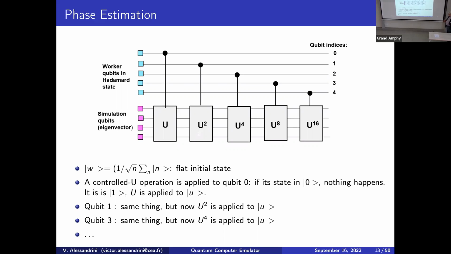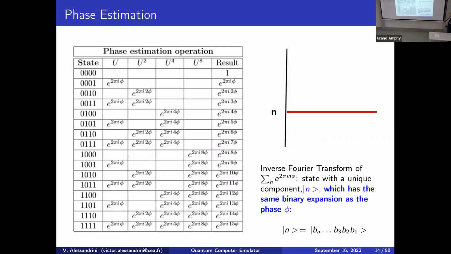and so on. Now, in the next transparency, I have tried to show you what happens. I have here four worker qubits, and then you see what happens when you apply U to the places where the first qubit is 1, you have this. When you apply U squared to the place where the second qubit is 1, you have this pattern, and so on. And then at the end, you construct a state.